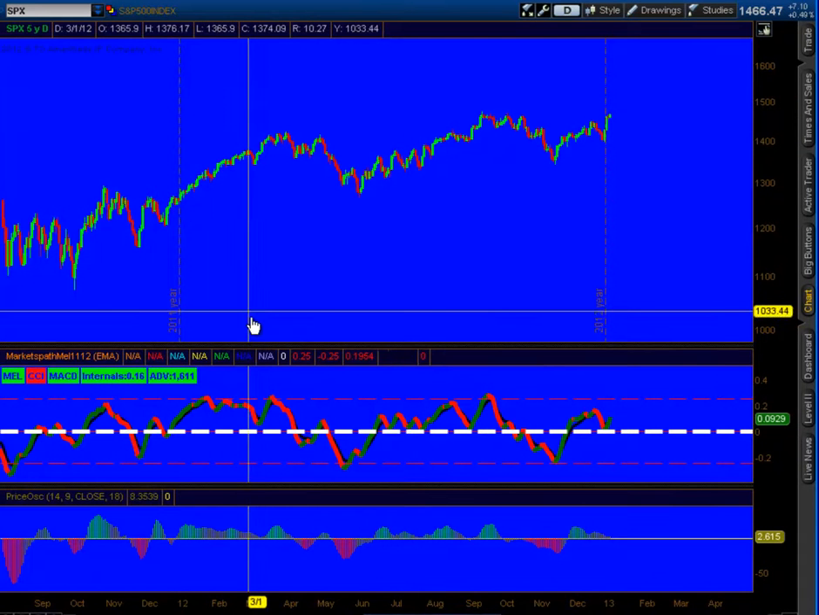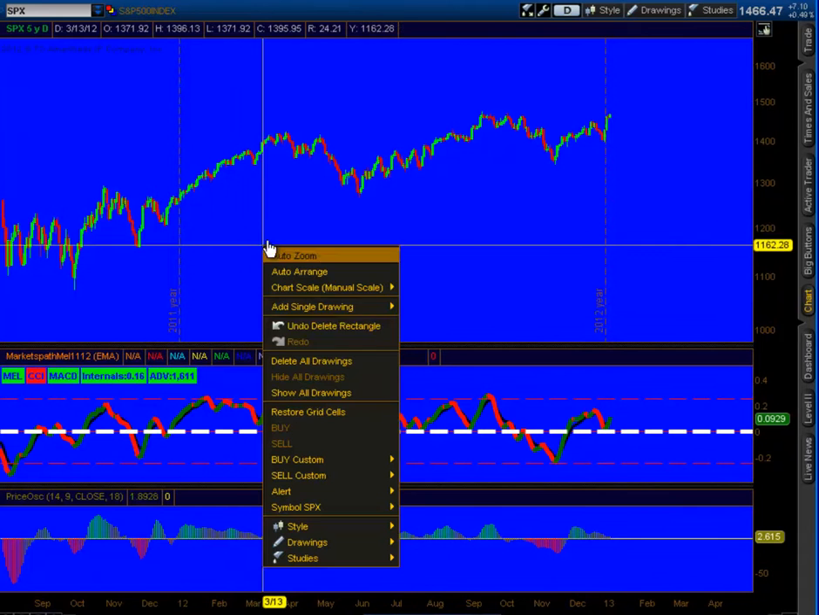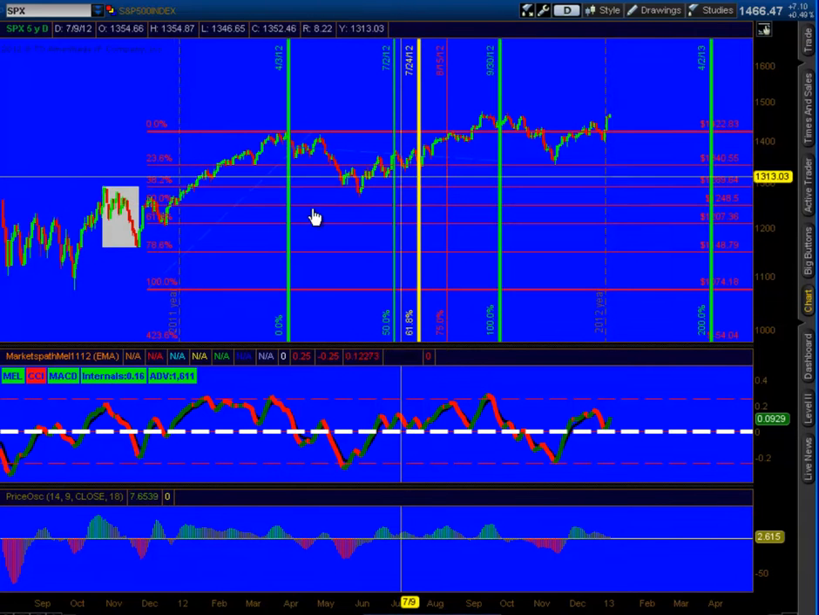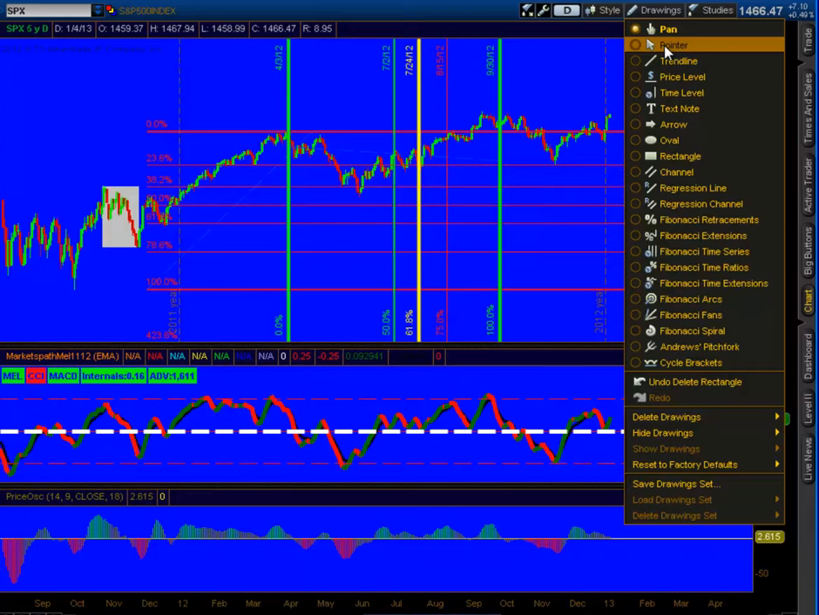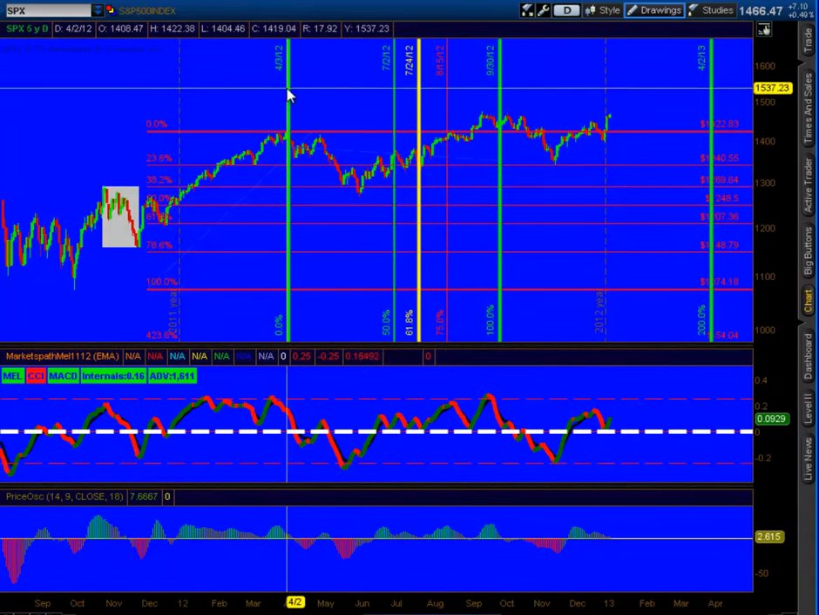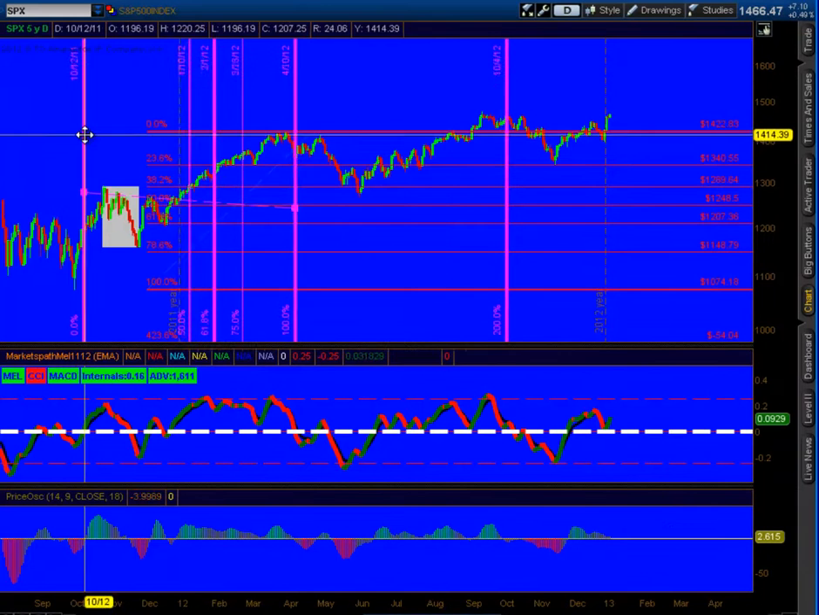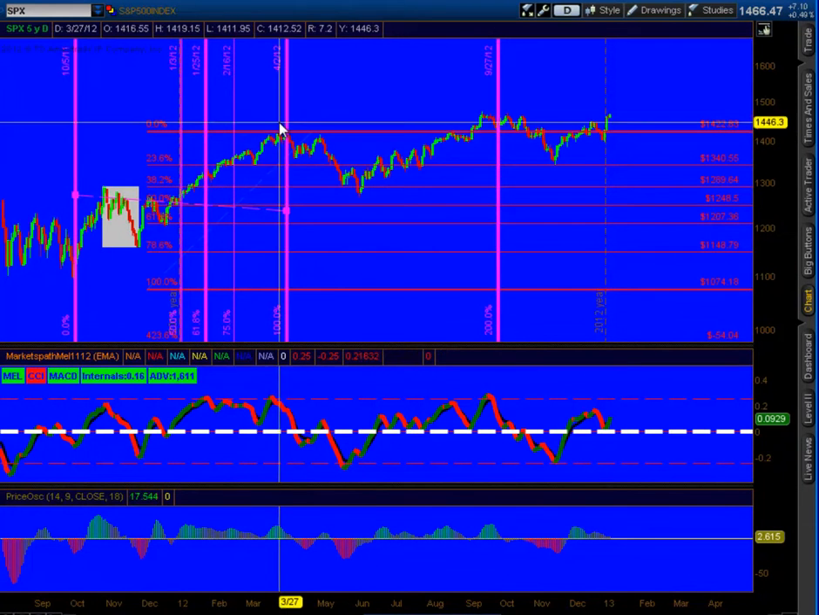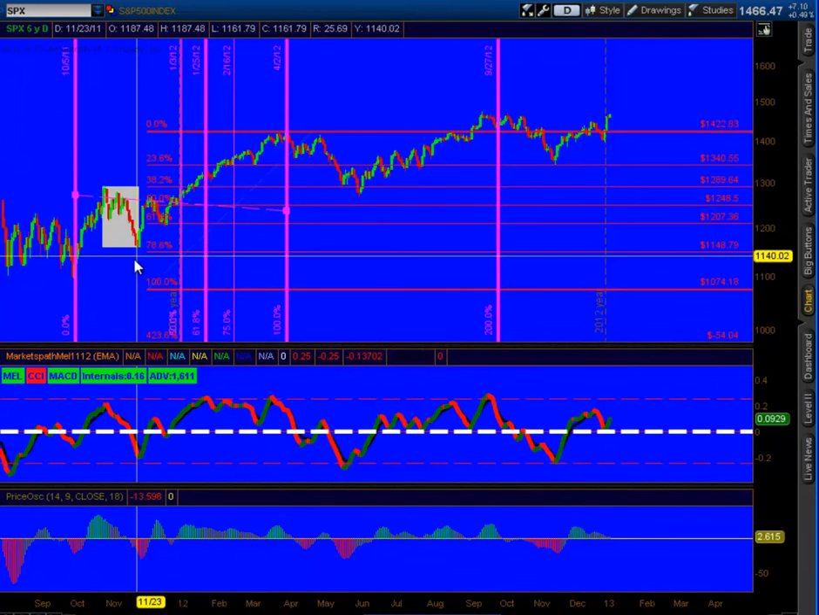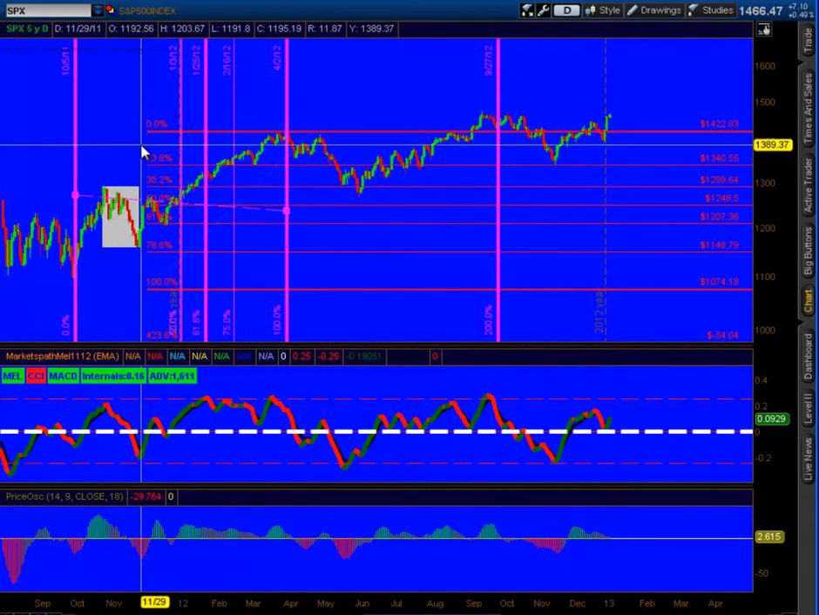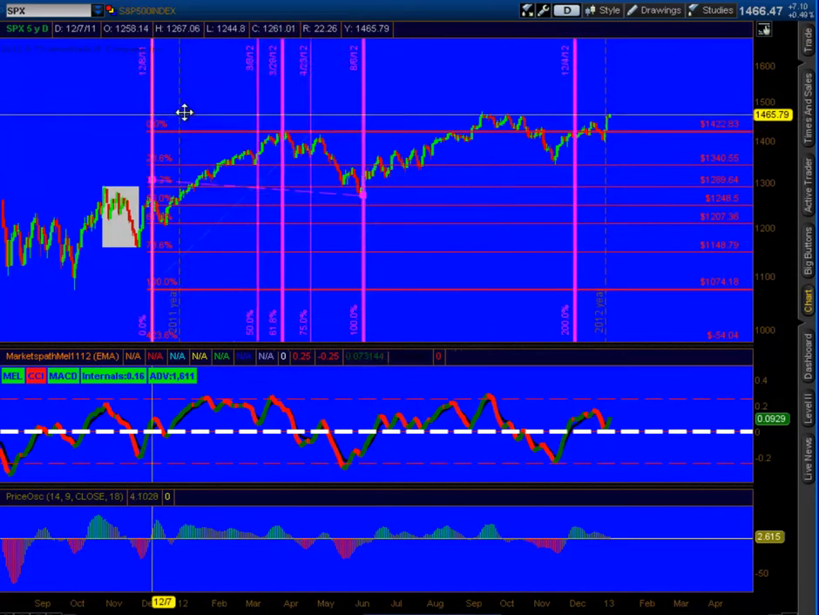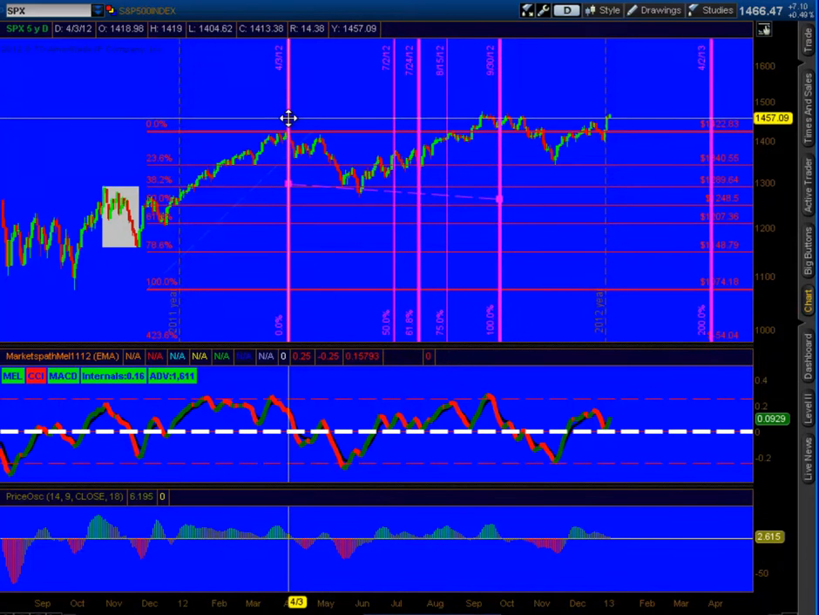So let's go over how I use these things. I have some things already in here, so I'm going to show all drawings. Okay, so basically the way that this works is like this. These are just time ratios, and the way that you really want to measure things for picking tops and bottoms is determining the length of time that it took for your previous move. So from this low here to this top, this is just your time ratio. That's 100% of it. Then you take it and bring it to the top here.